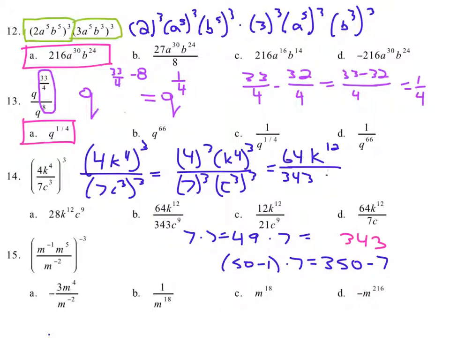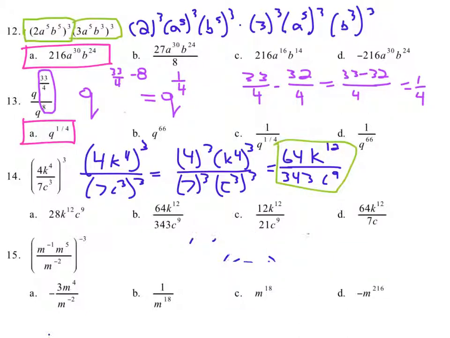And then c to the third raised to the third is c to the 9th. And that's what we should have as an answer. And so let me erase this, and let's look for that answer in the answer choices. 64k to the 12th over 343c to the 9th. Great. Okay.